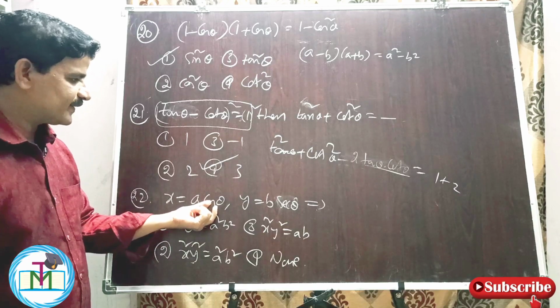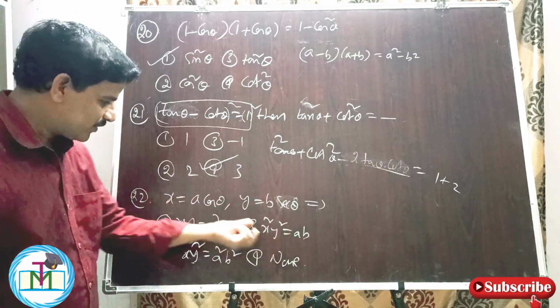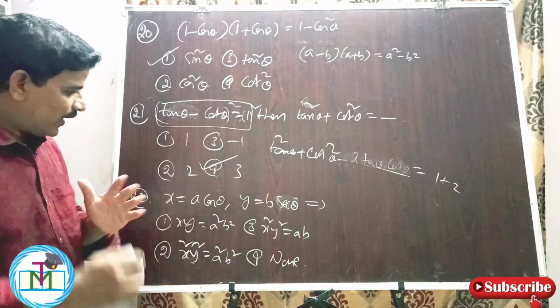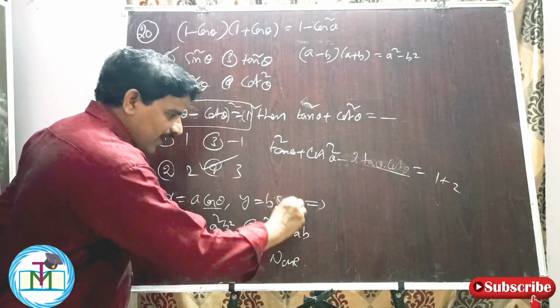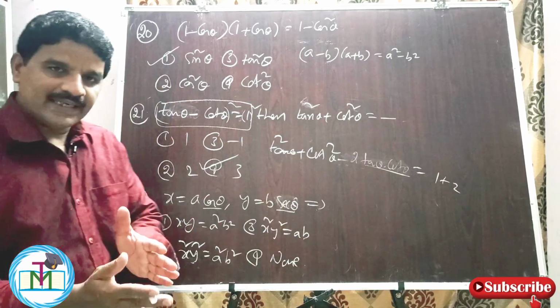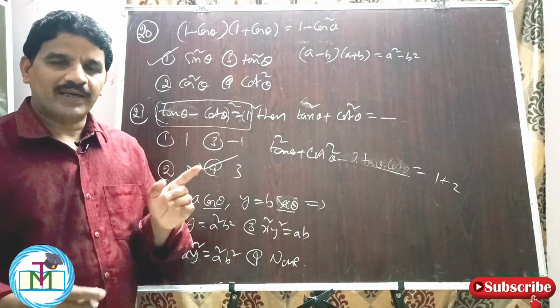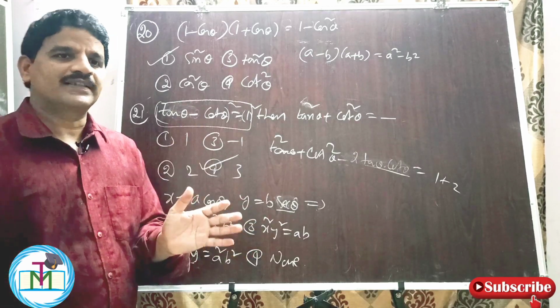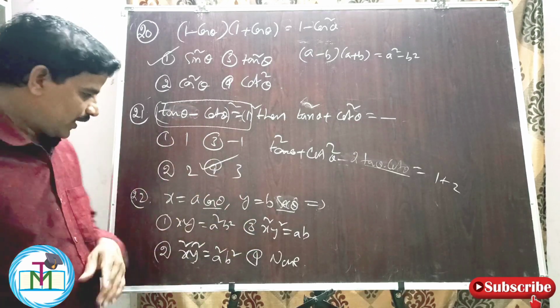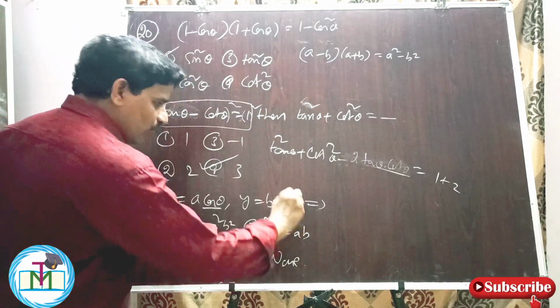Similarly, question number 22. X is equal to a cos theta, y is equal to b secant theta. Then which of the following is true? What is the relation between cos theta and secant theta? Secant theta into cos theta is equal to 1, because secant theta is the reciprocal of cos theta.